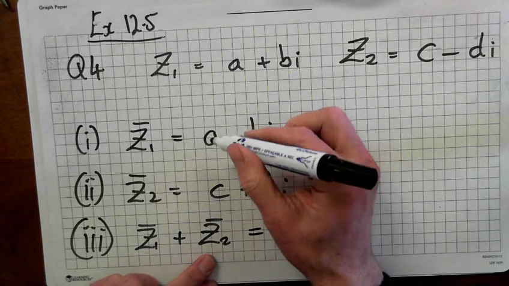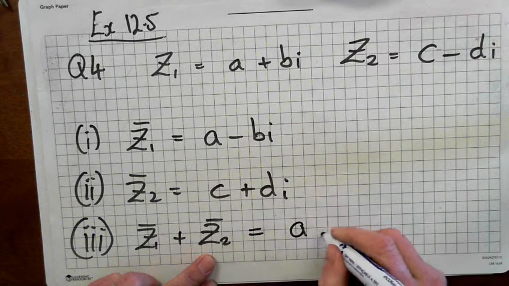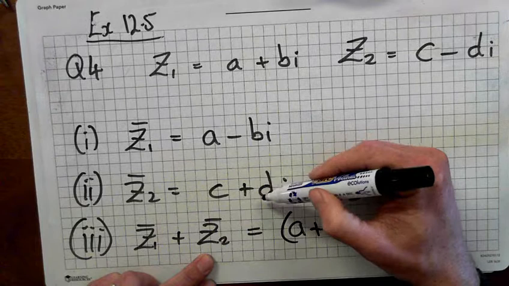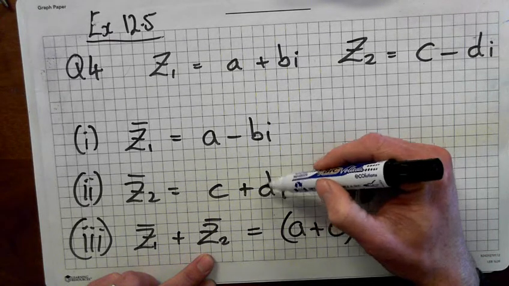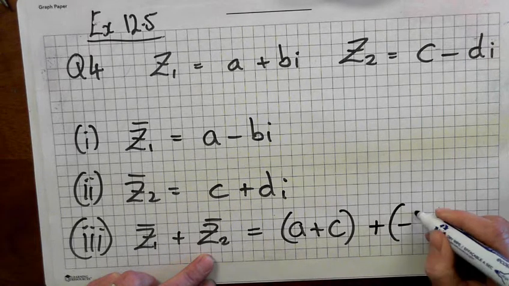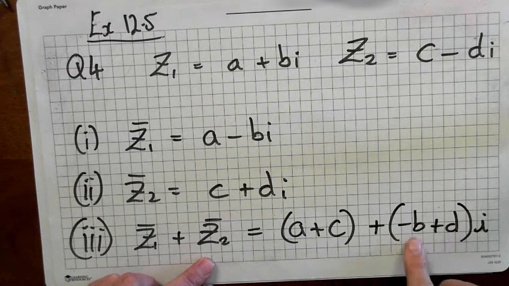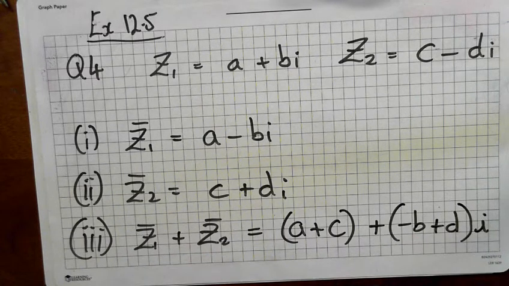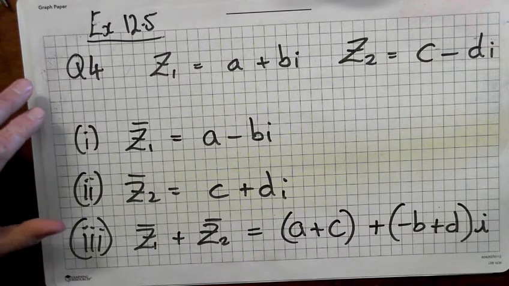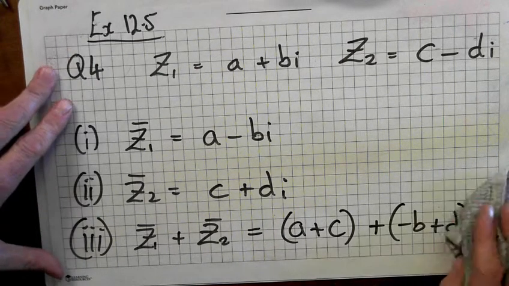So if you add them, the two real bits, add the real bits together, a plus c. And then you've got two imaginary bits. Minus b plus d. Yeah, minus b, so you could write it as minus b plus d, i. Or you could write it as d minus b, i. Alright? Because you can't actually subtract those, can you? You can't subtract an a from a b, or c from an a, or add them. Right, z1 plus z2.